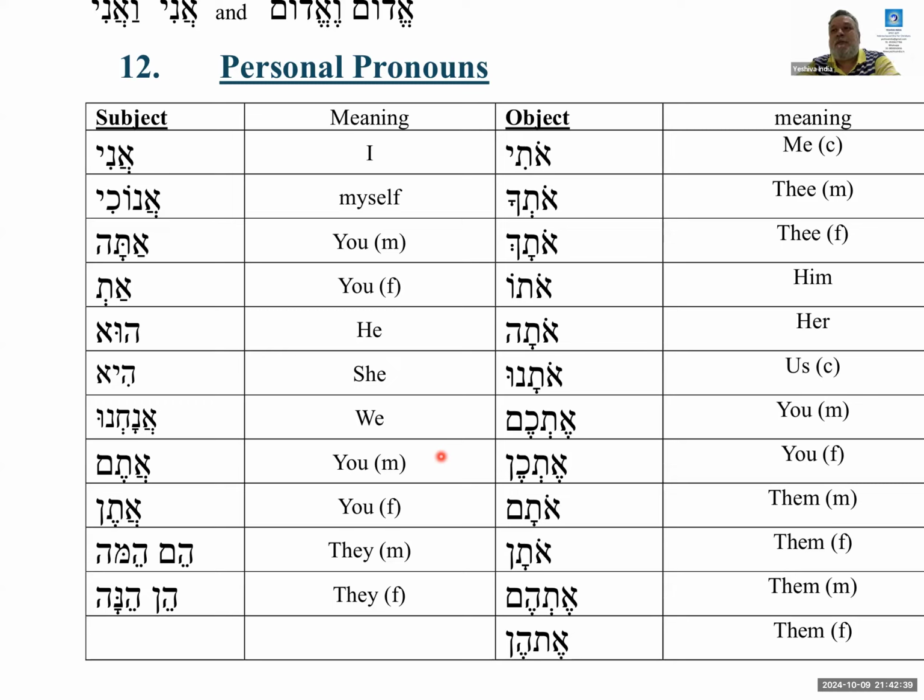Now, when you're talking about the second and third person, which is objectively, Othi is me, to me. Otkha is thee, you. Otak is the feminine. Otkha is masculine, Otak is feminine. Otho is him, third person. Otha, her. Otanu, us, common. Masculine, feminine, common. Otanu.